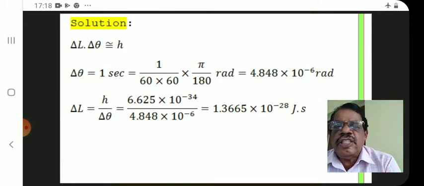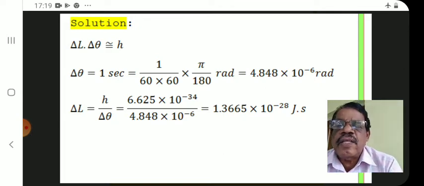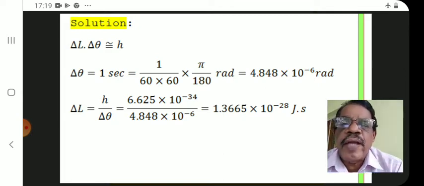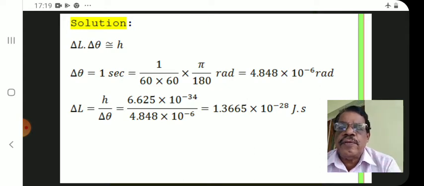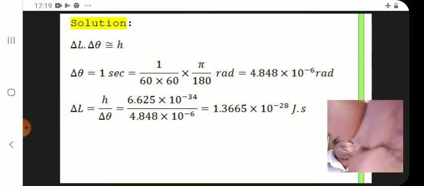Therefore, delta L is h by delta theta, where h is 6.625 into 10 raised to minus 34. If you write 6.626, there is nothing wrong; 6.625 is an accepted value for h. Dividing by 4.848 into 10 raised to minus 6 gives 1.3665 into 10 raised to minus 28 joule second. Joule second is the unit of angular momentum. So that is the uncertainty in angular momentum.